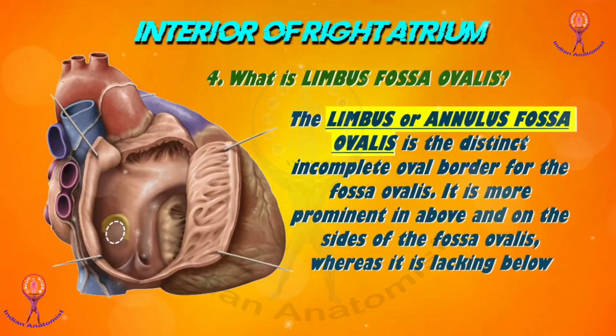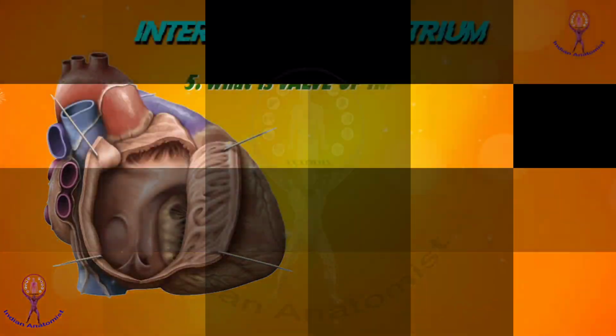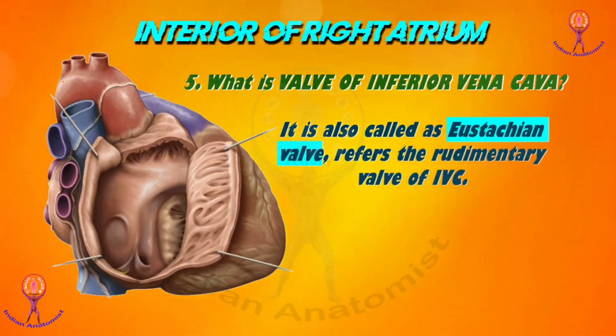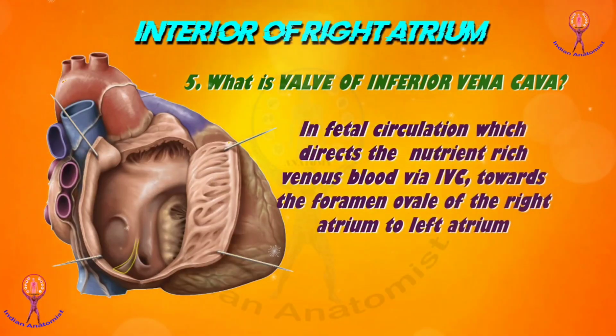Next feature is the valve of the inferior vena cava. It is also called the Eustachian valve, referring to the rudimentary valve of the IVC. In fetal circulation, this valve directs the nutrient-rich venous blood through the inferior vena cava towards the foramen ovale of the right atrium to the left atrium.